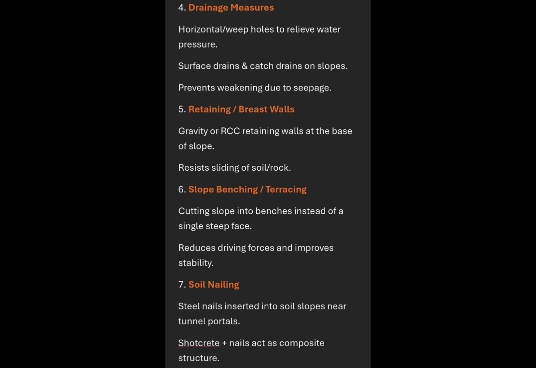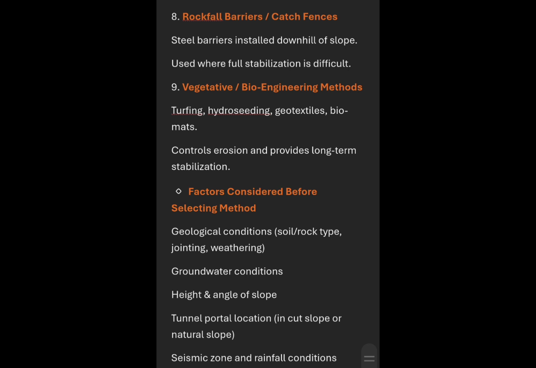And number seven is soil nailing. It is steel nails inserted into soil slopes near tunnel portals. Shotcrete plus nails act as a composite structure. And number eight is rockfall barriers or catch fences. Steel barriers are installed downhill of slopes. They are used where full stabilization is difficult.